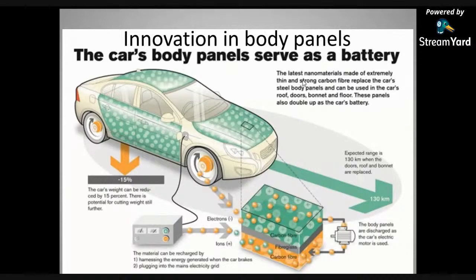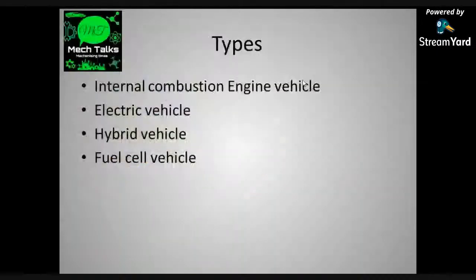So now I'm going to move to the other topic. Now we'll be talking about the types of automobiles. So guys, there are 4 types of automobiles. One is the internal combustion engine vehicle, as I told you earlier, which is also the commercial vehicle we see in our daily life, and also the electrical vehicles which have recently come into the market. They are also commercial, and we are also seeing them in our daily life.